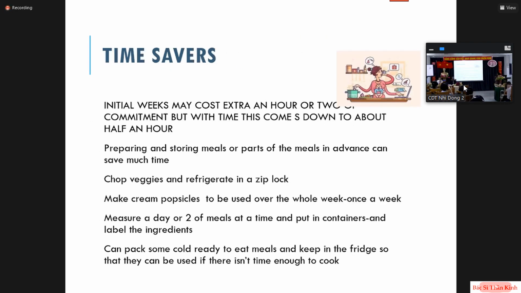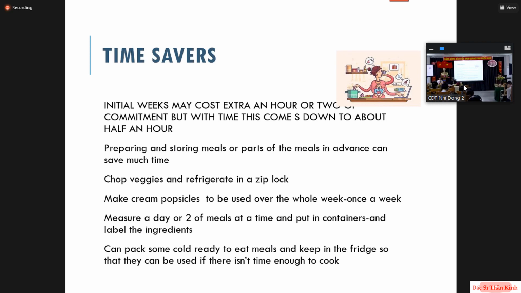So this is what a typical keto mother could look like, right? So time savers are something that really come handy, and we have to guide the mothers or the caregivers about how they could save time. And it's been seen that it's actually the initial weeks that cost an hour or two extra, but with the commitment and once the caregiver gets used to doing it, it only comes down to about half an hour in a week, which can be very easily done.